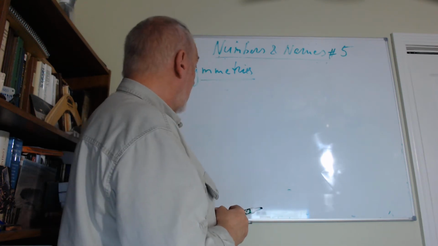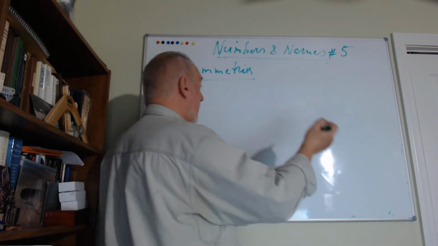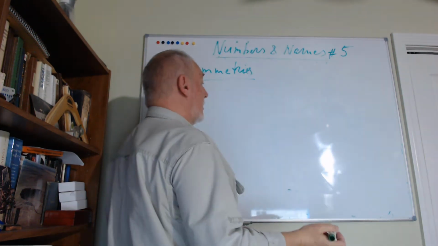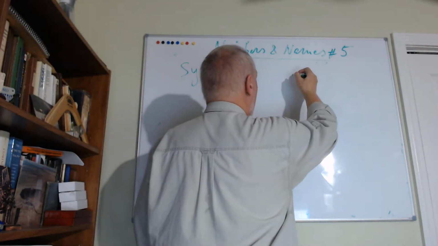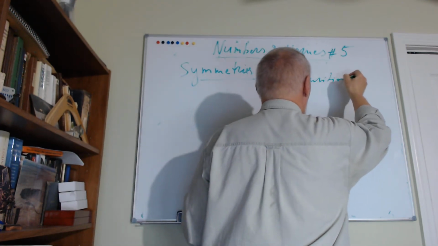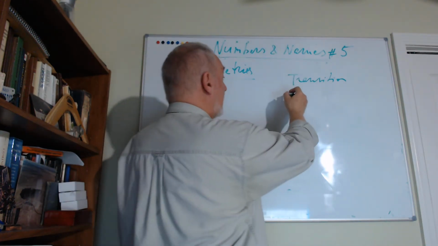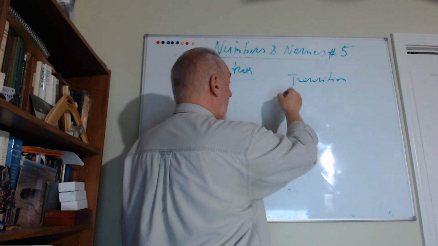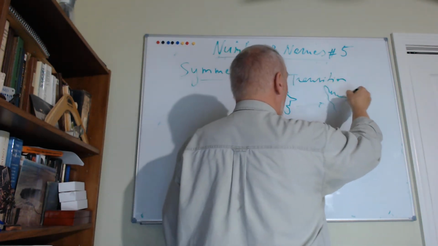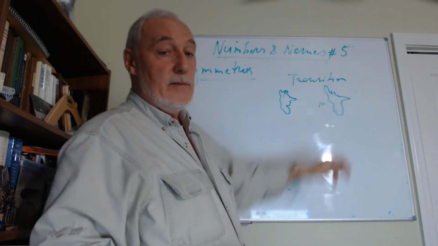We'll talk about simple symmetries first, and then we'll go a little further. Maybe the simplest form of symmetry is called transition symmetry. Transition means just movement, right? So if you have somebody here, and then you move it, and it's not changed, it's called transition symmetry. Very simple.